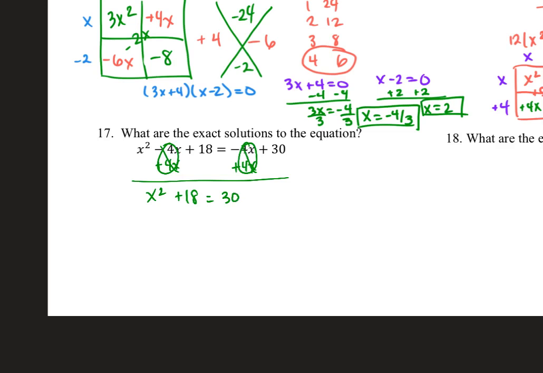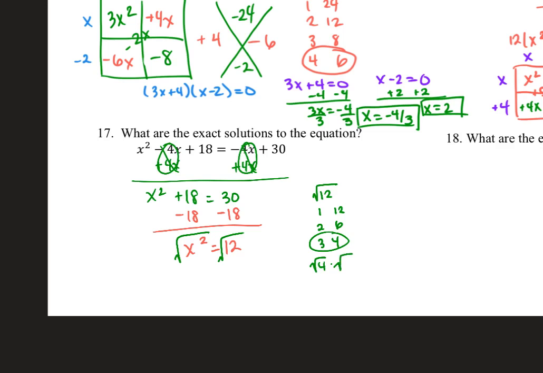And remember, when our x term disappears, that means we can solve by taking square roots, meaning I can subtract 18, I can isolate my x squared term. So I have x squared equals 12, and then we can just take the square root. So square root of x squared, square root of 12. We're going to simplify square root of 12. So 1 and 12, 2 and 6, and 3 and 4. So we can rewrite this as the square root of 4 times the square root of 3, which is 2 times the square root of 3. So x equals plus or minus 2 times the square root of 3.